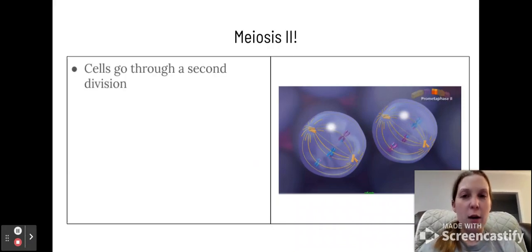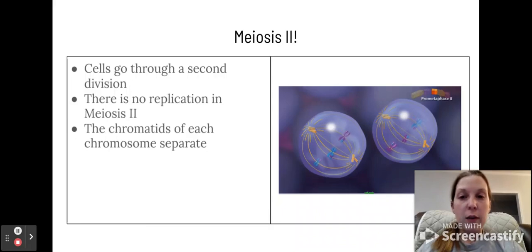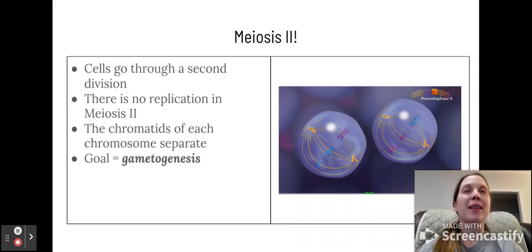So then we move on to meiosis 2, which is the second set of the cell cycle. A second division occurs here. So there's no replication in meiosis 2. Okay. So the chromatids of each chromosome will separate. And the goal here is, I always struggle with this word, gametogenesis.